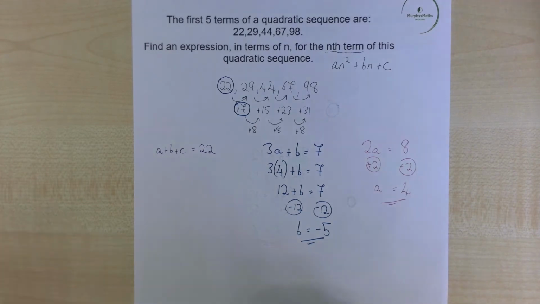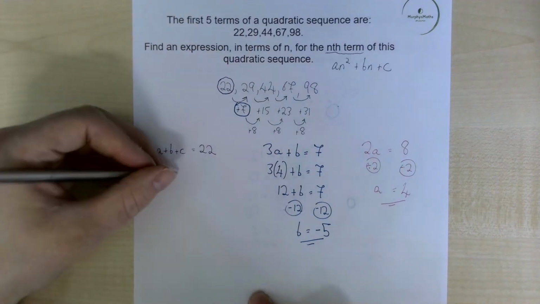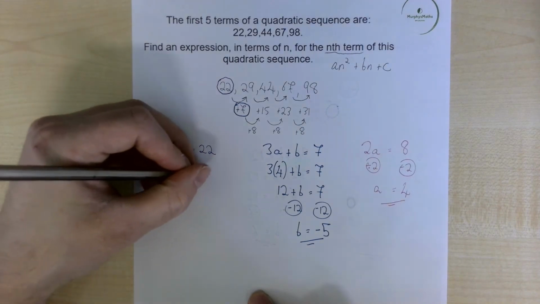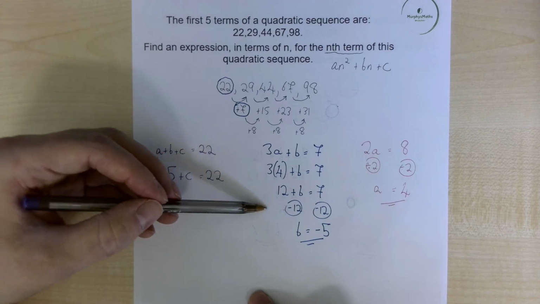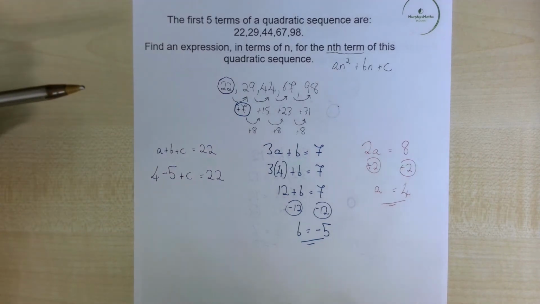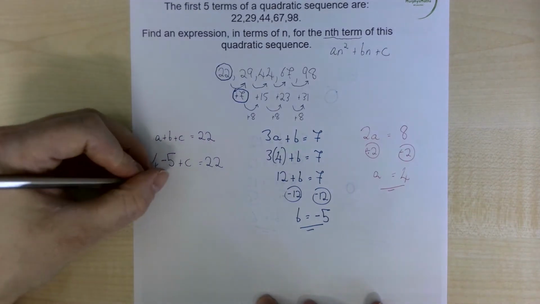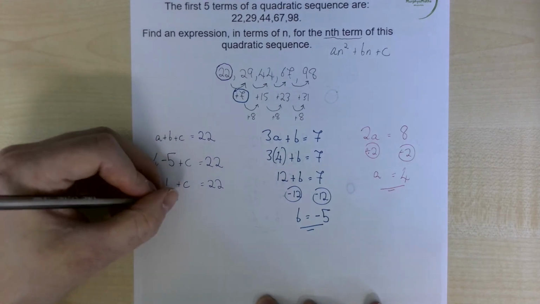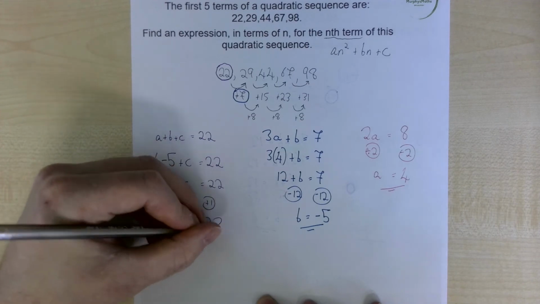And lastly, we know a is 4, plus b is minus 5. Make sure you bring that minus. Plus something is equal to 22. What I should say here is always make sure you're working down the page as well, okay? That makes it a lot easier for you to see what you're doing, and also for anyone who's marking you as well. 4 minus 5 is minus 1, plus something is 22. So let's get rid of this minus 1. Let's add 1 to both sides. So c is equal to 23.